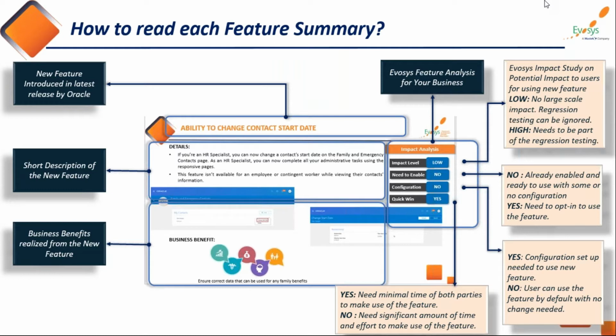Next is whether we enable, yes or no, whether it comes enabled. So if Oracle delivers it enabled, then we don't have to turn it on. It's already there, ready to be used. And so that would have a no. If it's yes, that means it's a feature that you opt in, and we would need to enable it for you if you want to go ahead and use that feature.